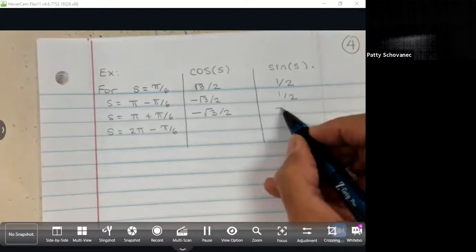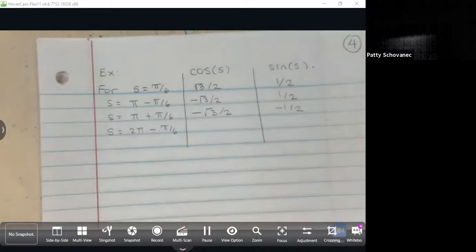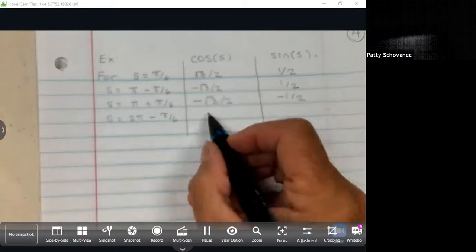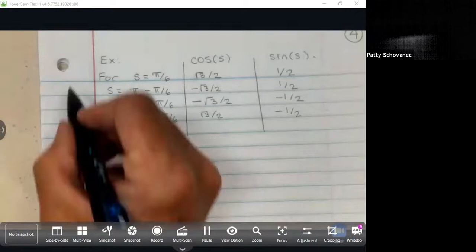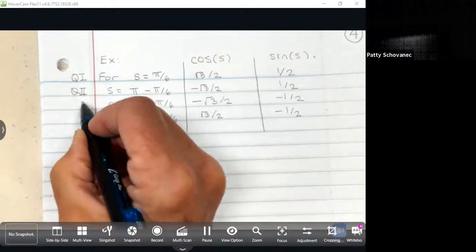And now finally in quadrant four, 2 pi minus pi over 6. How much is that if you did the subtraction? 11 pi over 6. So what is the cosine of 11 pi over 6? Square root of 3/2, because in quadrant four, cosine is positive. What about the sine? -1/2, right? So again, this is in quadrant one, that's in quadrant two, that's in quadrant three, and this one's in quadrant four.